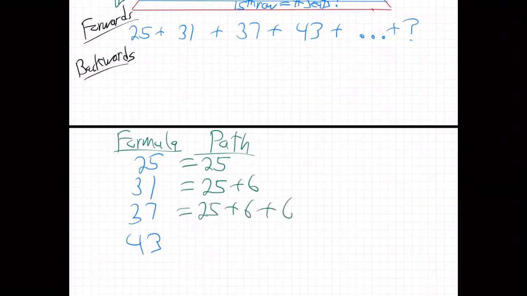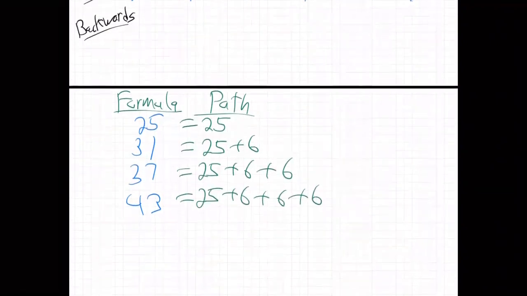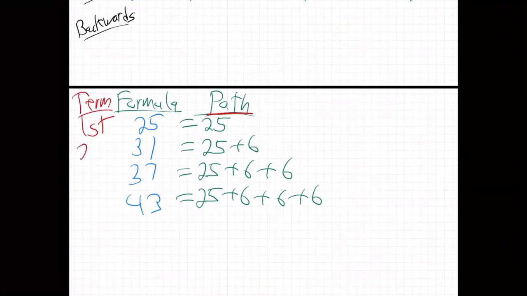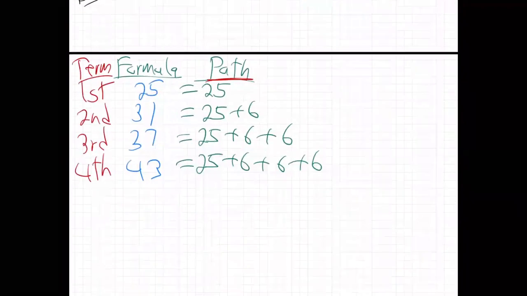So this would be add 6 twice. The next one is add 6 3 times, etc. And you want to write the term numbers over here. This is the first, right? You always have to write the term number and the path. First term, second term, third term, fourth term, etc.